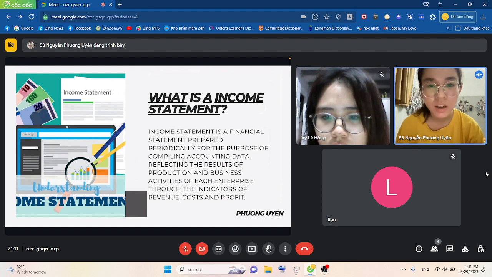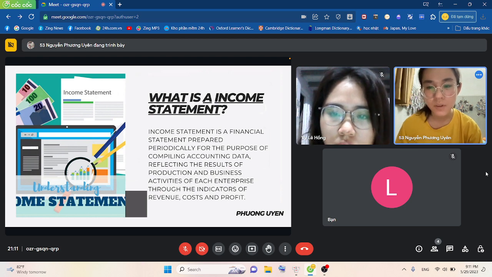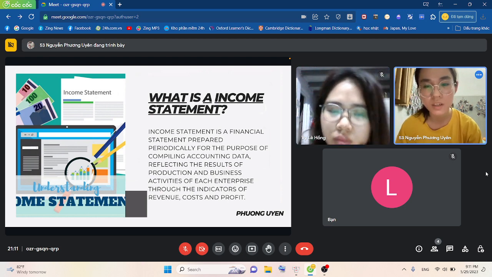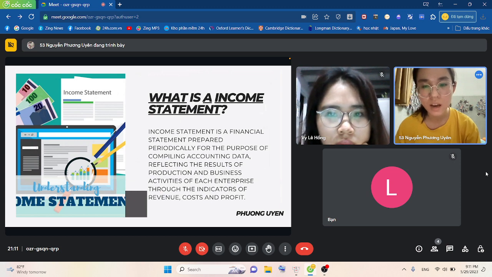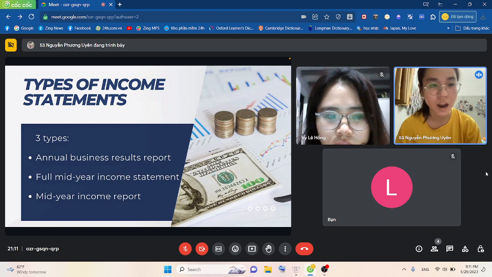What is an income statement? An income statement is a financial statement prepared periodically for the purpose of compiling accounting data, reflecting the results of production and business activity of each enterprise through the indicators of revenues, costs, and profits. There are three types of income statement: annual business result report, mid-year full income statement, and mid-year income statement.